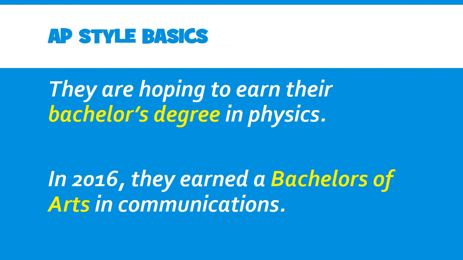However, if you use the formal name of the degree, such as in 2016 they earned a Bachelor of Arts in Communications, notice in this situation it's not possessive anymore, but it is capitalized. So capital B, capital A. This would be the same as Bachelor of Science, Master of Arts, Master of Science, etc.